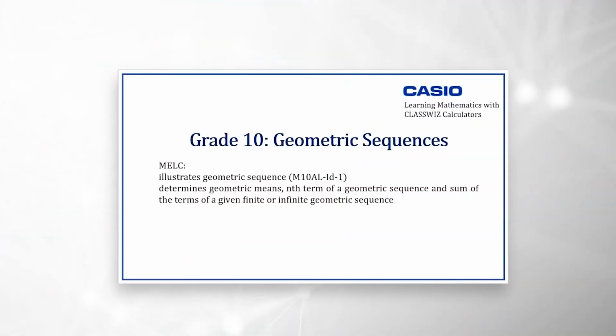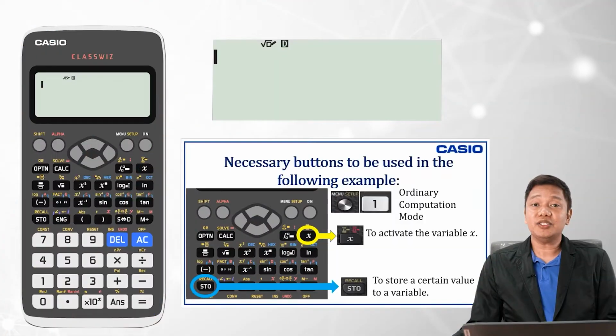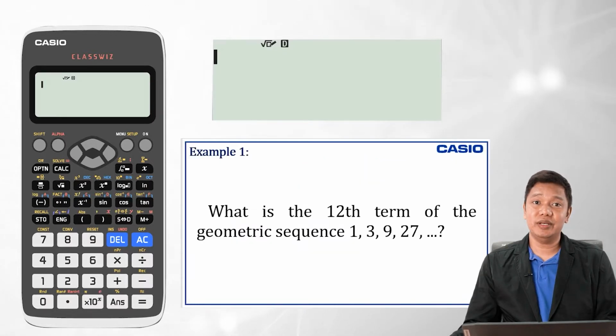In this video, we will explore how we can use the CLASSWIZ calculator in learning and teaching geometric sequences. The examples and steps to be discussed in this presentation are also indicated in the CASIO book on geometric sequences. The CASIO emulator is a great tool for teachers to simulate the process of learning and computation in class. In this lesson, we will be exploring menu 1, which is the calculate mode, as we learn and teach geometric sequences. To start with, let us have this example number 1.